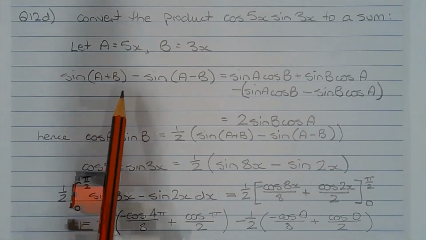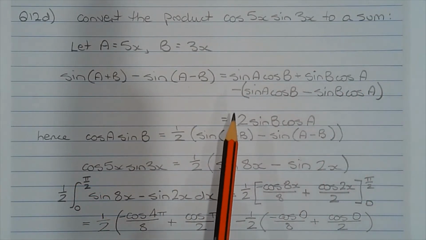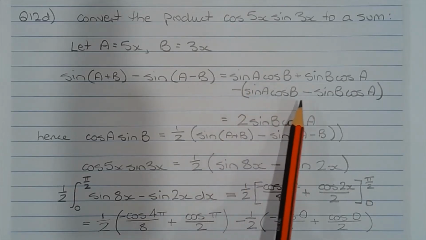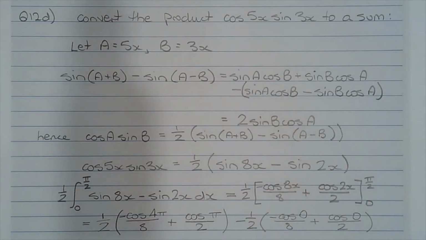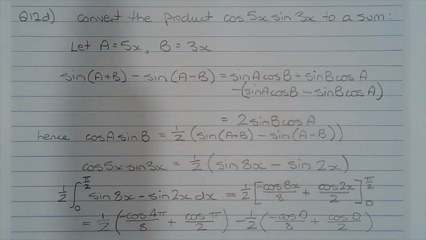Sine of a plus b minus sine of a minus b is equal to sine a cos b plus sine b cos a minus, in brackets, sine a cos b minus sine b cos a, close brackets. Expanding the brackets, that equals 2 sine b cos a, since sine a cos b and this sine a cos b will cancel. Hence, cos a sine b is equal to half outside of sine of a plus b minus sine of a minus b. Now substituting 5x for a and 3x for b, cos of 5x sine of 3x is equal to half outside of sine of 8x minus sine of 2x.